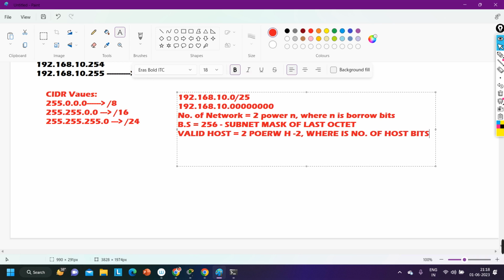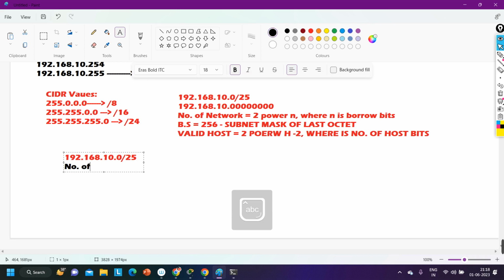Done. These are 3 formulas for subnetting. Okay, so I am writing this IP address again: 192.168.10.0/25. /25 means how many bits have I borrowed? 1 bit. So the number of networks will be what?